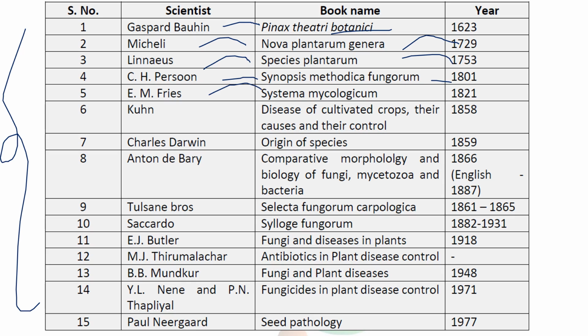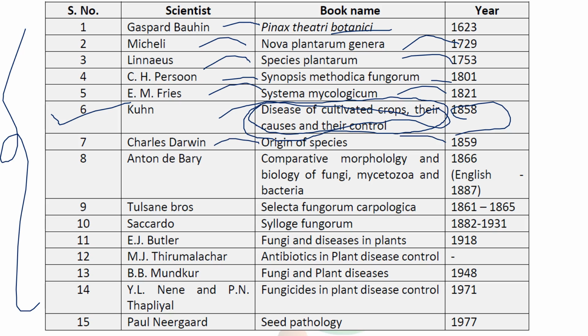E.M. Fries's Systema Mycologicum, 1821. J.G. Kuhn: this is the first book that is completely devoted to plant pathology. All the other books are related to taxonomy, classification and other things, but this book, which was written by J.G. Kuhn, is completely devoted to plant pathology. The book is Diseases of Cultivated Crops, Their Causes and Their Control, published in 1858. It is considered to be the first book especially related to plant diseases. Okay, Charles Darwin wrote a book called Origin of Species in 1858 and 59.